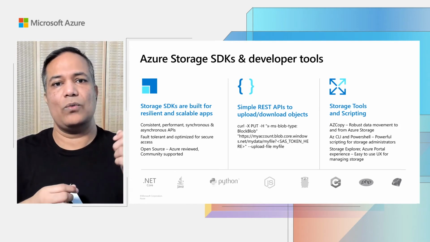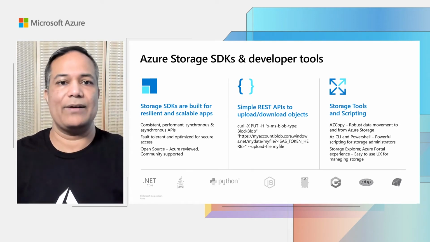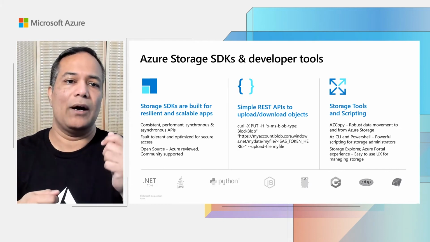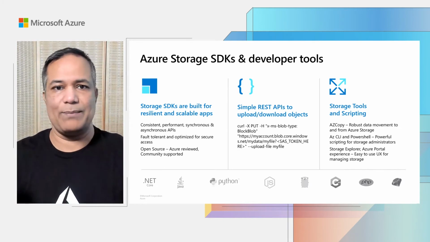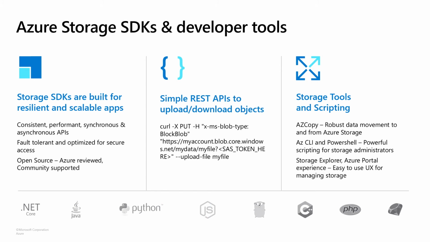So let's dive into what kind of developer tools and what kind of patterns exist against blob storage. First, we have a simple REST API, and you can just directly use that to code against blob storage. We have a number of SDKs that give you the synchronous, asynchronous APIs, fault tolerance, and are fully open source on GitHub, so you can start there and fork or submit community contributions if you want to improve the libraries. These libraries are available in .NET Core, Java, Python, Node, Go, C++, and more.